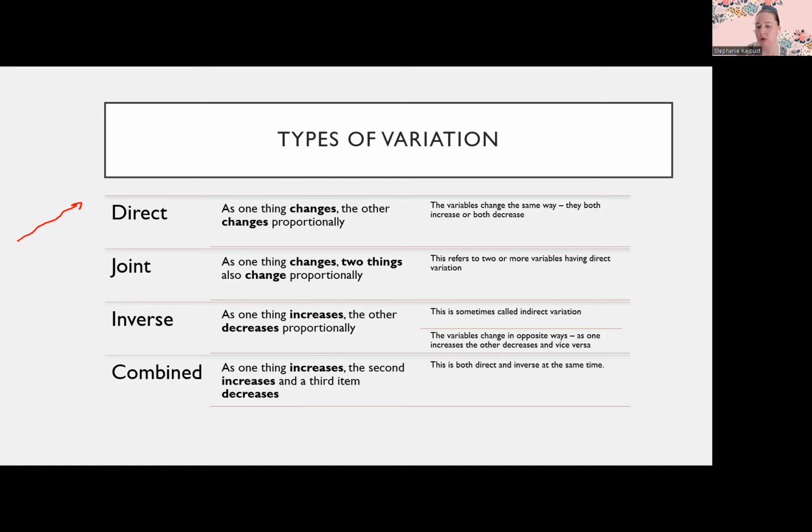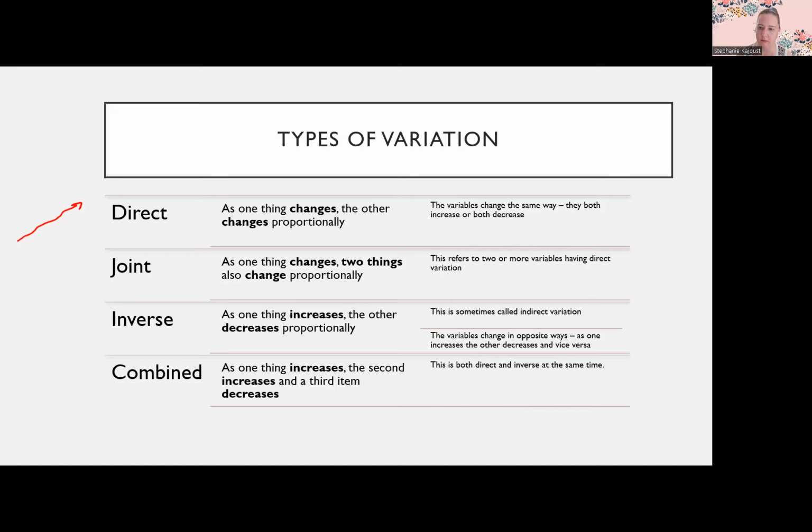Joint is when you've got 2 things that are changing. Basically, that's when you have 2 specific inputs, and it's direct variation, but with 2 inputs instead of 1. So you'll have an x and a y and then a z. You can't really graph these types of things unless you do a 3D graph, but you basically have 2 inputs and 1 output, and everything is changing in the same way. If the 2 are increasing, then the output increases with them.